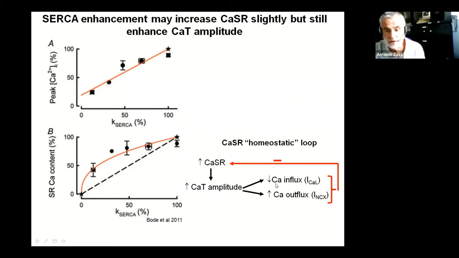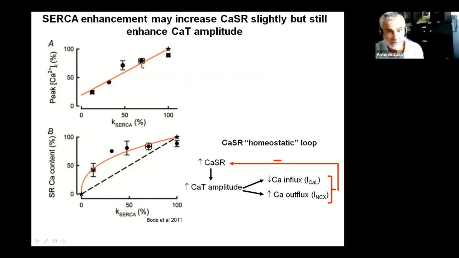This will lead to a decrease in calcium influx because of calcium-dependent inactivation of calcium channels. And at the same time, calcium efflux through NCX will be increased because of the increase in driving force. The two things together contribute to generate a negative feedback on the content of calcium in the sarcoplasmic reticulum. And this is why the relationship flattens down.